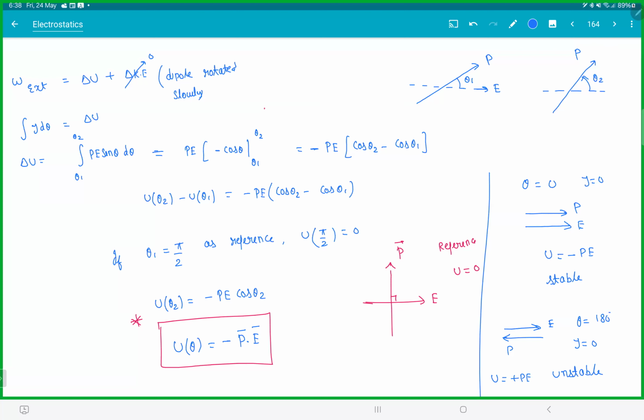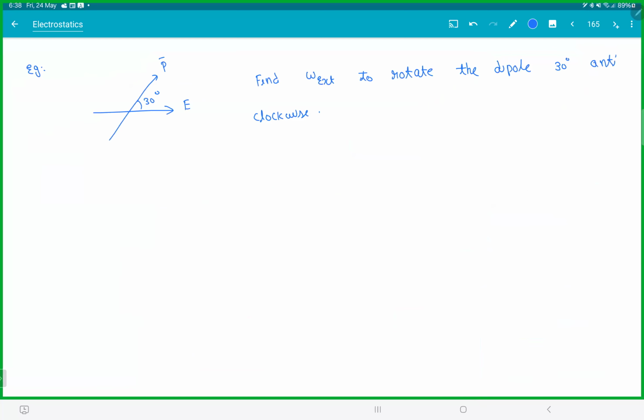I didn't say you rotated theta. I said you went from theta 1 to theta 2. Okay, there is a difference, na? Here, what is the final angle? 60 degrees. 60 degrees, na? Got it?